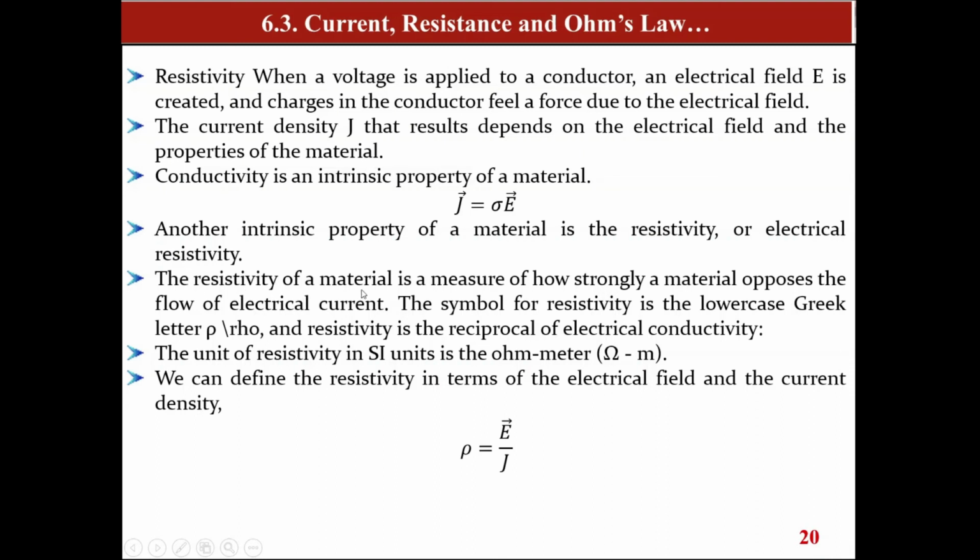Electrical resistivity, the resistivity of a material, is a measure of how strongly the material opposes the flow of electrical current. The symbol for resistivity is the lowercase Greek letter rho. The resistivity is the reciprocal of electrical conductivity, so we can write resistivity is equal to 1 over the conductivity. We can define resistivity in terms of the electric field and the J value. J is actually current over the area, so when area increases, the J value will decrease.